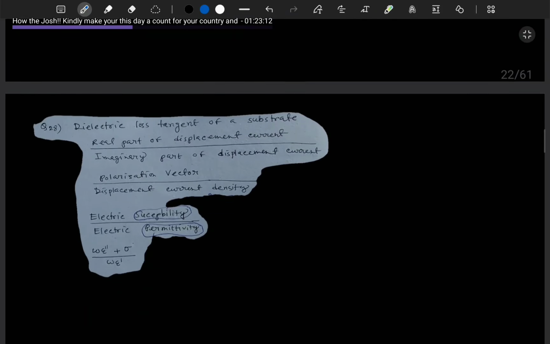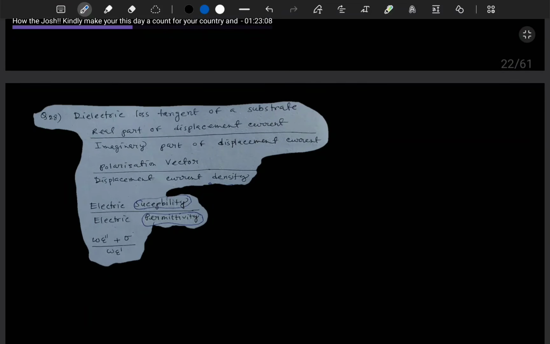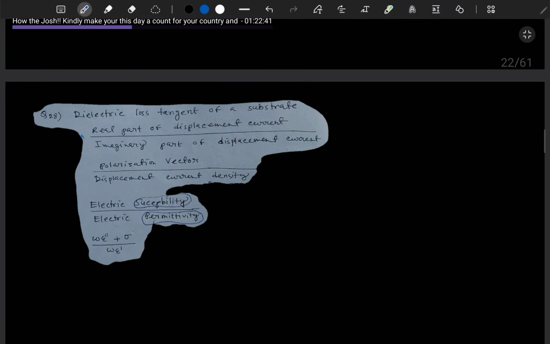Next, dielectric loss tangent of a substrate: real part of displacement current, imaginary part of displacement current, like that some options are there, A, B, C, D. So the dielectric loss tangent of a substrate is the real part of displacement current by the imaginary part of displacement current, and this also you can write.